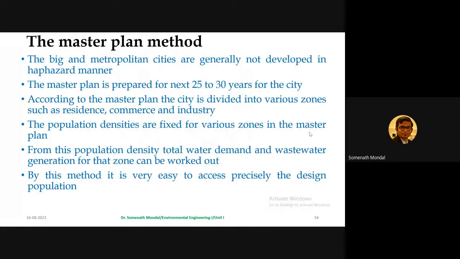Now, coming to the next one, that is the master plan method. This master plan method is basically also named the zoning method.